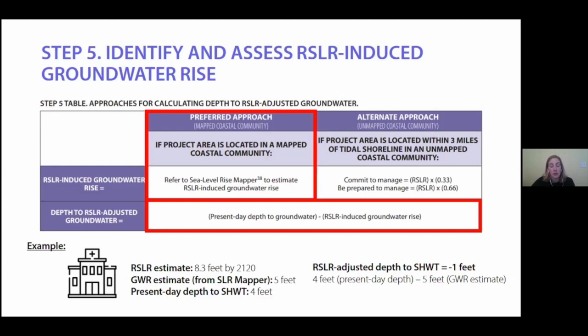And so subtracting expected groundwater rise from present day depth to groundwater, we get -1 foot for the RSLR adjusted depth to groundwater. And so that negative value here actually indicates that under these conditions, the groundwater would be rising above the land surface by 1 foot, causing surface water inundation from that change in groundwater levels.